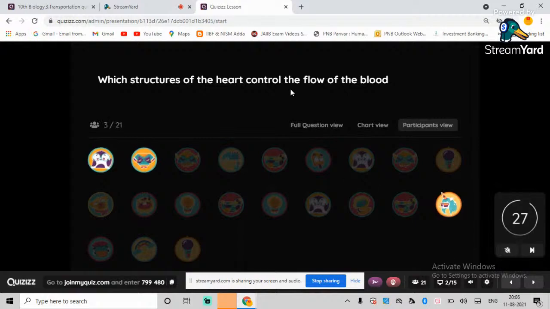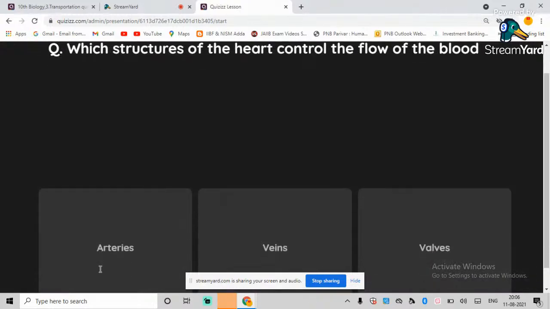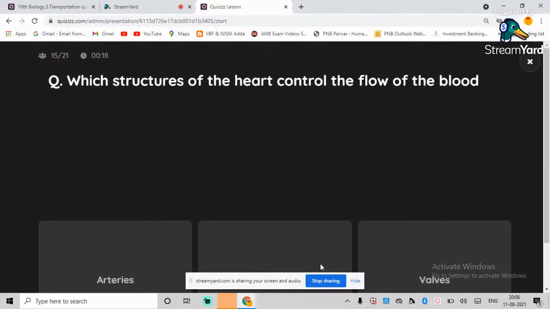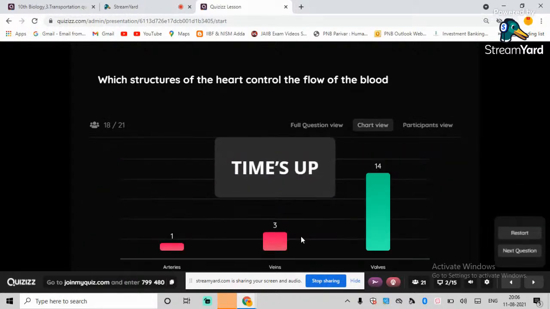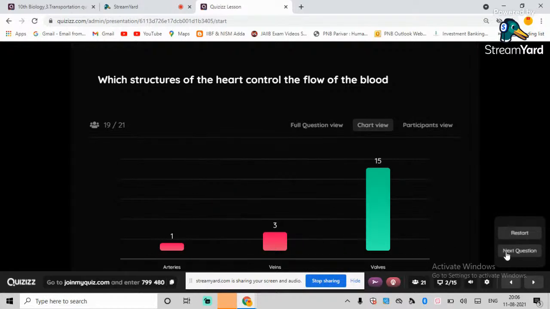Which structure of the heart controls the flow of the blood? So the options are arteries, veins, valves. Time's up. So the correct answer is valves. Let's move on to the third.